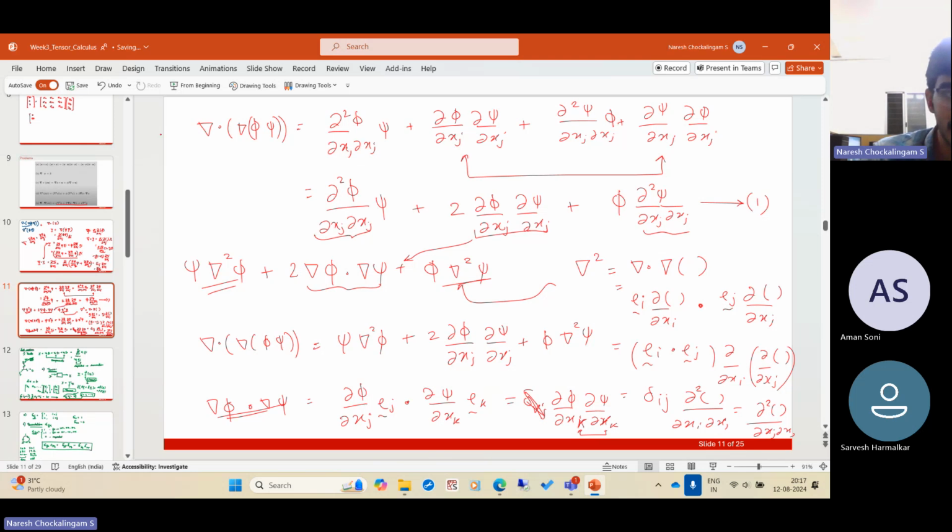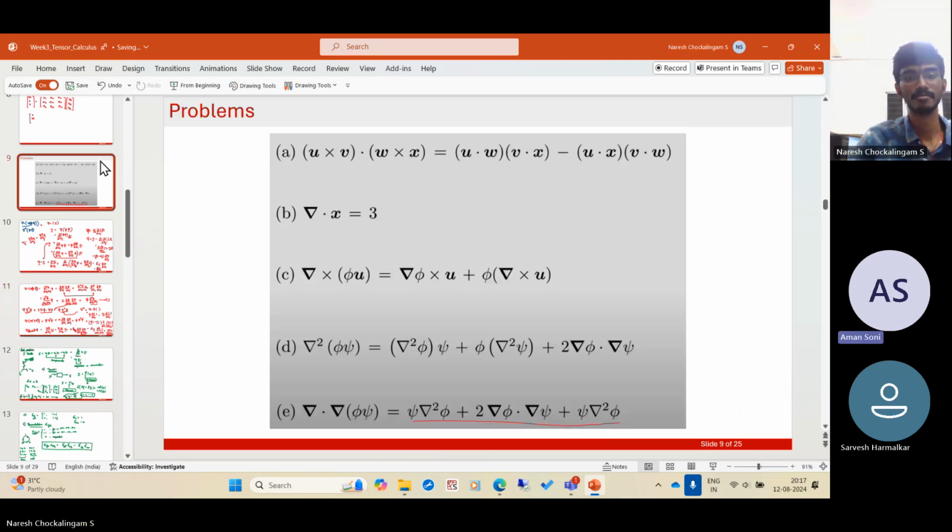So you start with the left hand side, simplify it to a final scalar expression. Then look at the right hand side. The right hand side also you can simplify to a final scalar expression and show that the left hand side is equal to it. This we have done. This we solved in the last session.